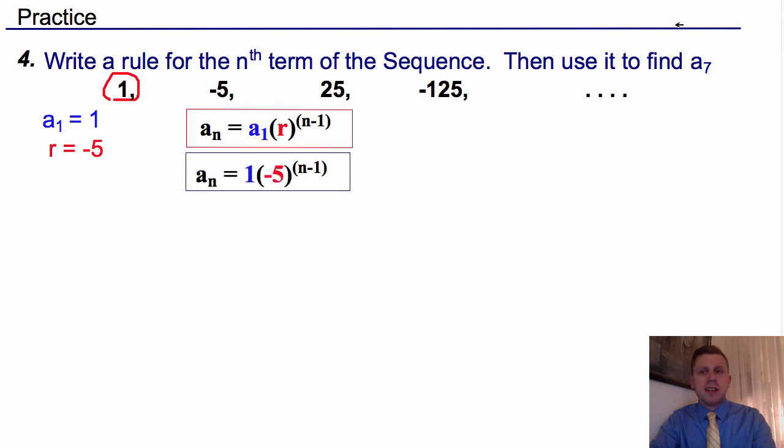Here is my rule. Now to find the 7th term, I'm just going to plug in 7. Here this says the 7th term equals 1 times a base of -5 to the 7 minus 1, or 6th power. When I compute that, I should see that the 7th term is 15,625.